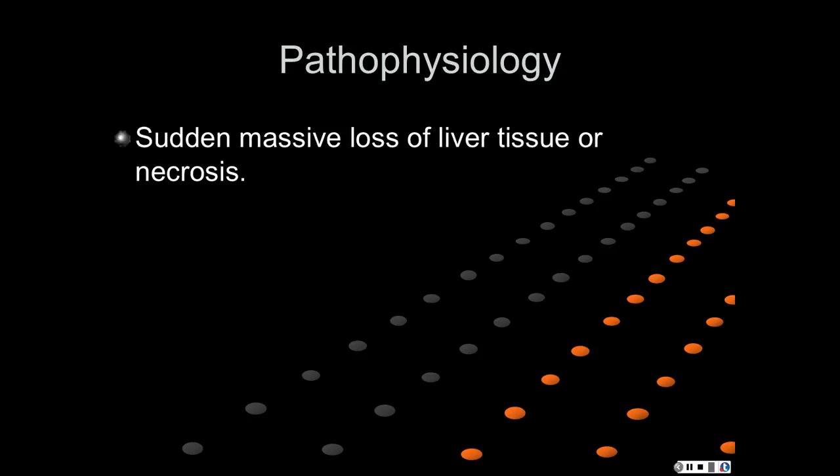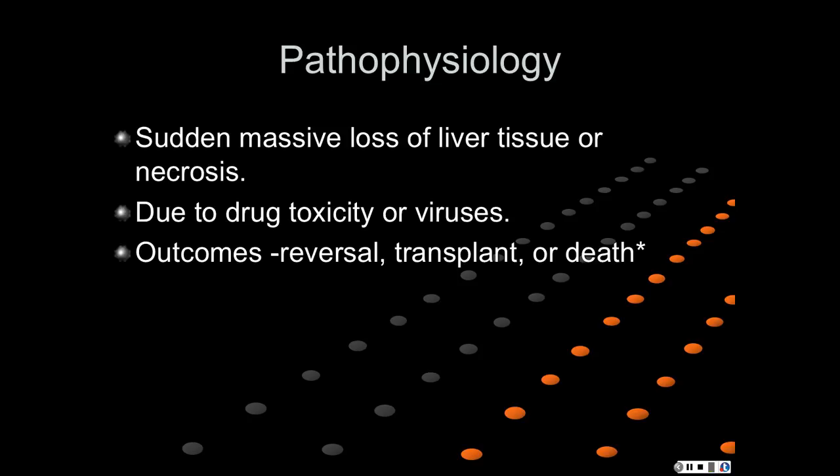Okay. Pathology for the fulminant liver failure: anything that's going to cause sudden massive loss of liver tissue, or necrosis. Could be due to drug toxicity, could be due to a virus. Again, just to give an example, somebody who may have taken, maybe accidentally or intentionally, an overdose of Tylenol. They may find themselves in that situation. Okay.